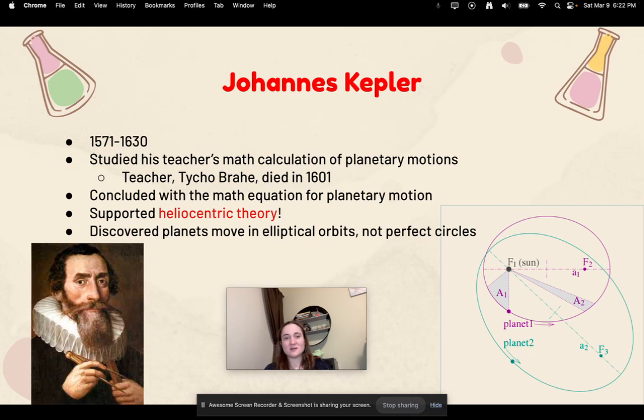So his teacher, Tycho Brahe, who died back in 1601, he was the one that really influenced Johannes Kepler's math formulas. And Johannes Kepler concluded with the math equation for planetary motion. And it also supported the heliocentric theory. And he discovered that planets move more in an elliptical orbit and not perfect circles. So you can see here, they move more in like an oval shape.